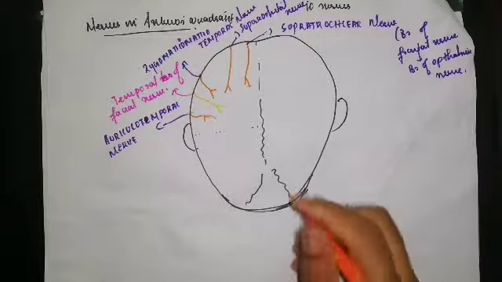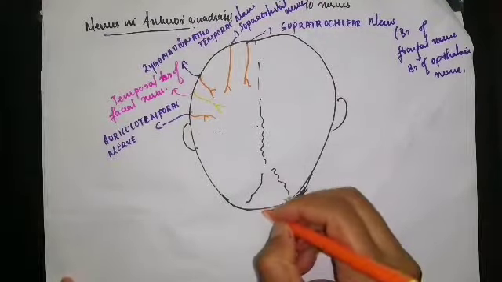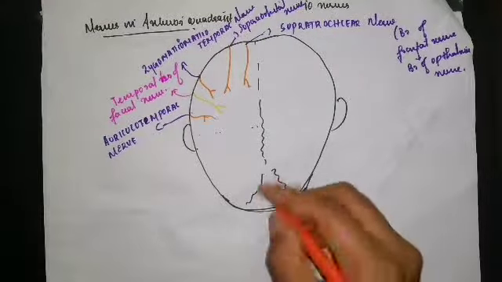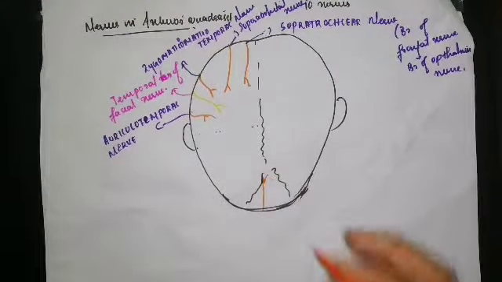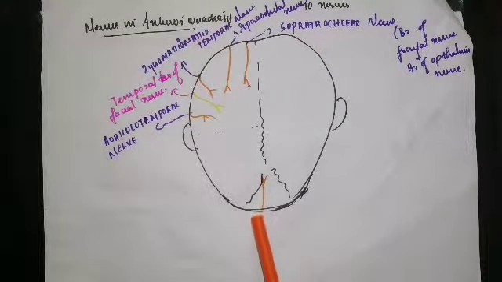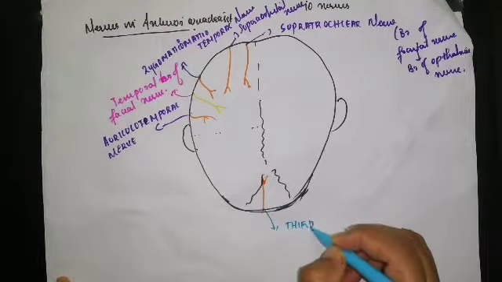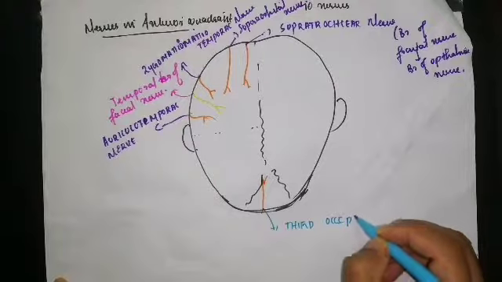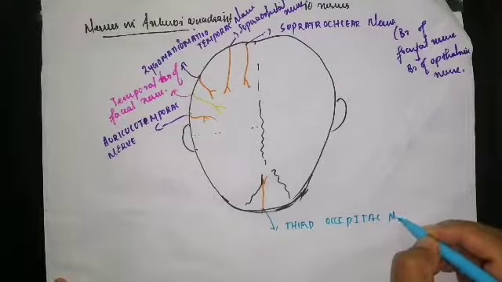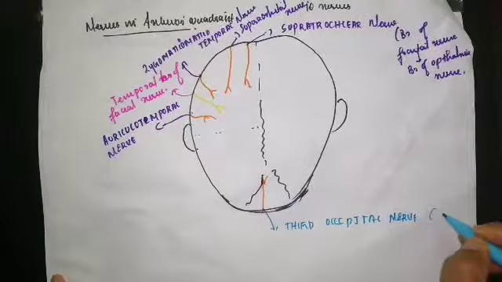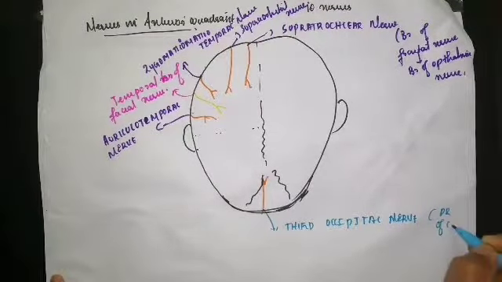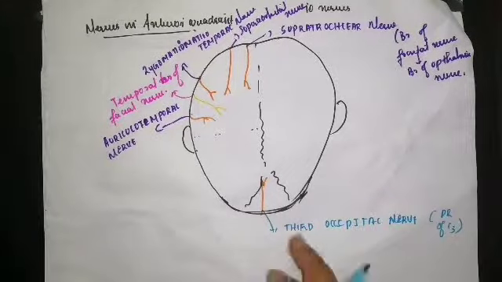So we will start from the posterior-most aspect here. On the posterior-most aspect near the occipital region, we have the third occipital nerve here. This is supplying the skin over the external occipital protuberance. This is actually a branch of the dorsal ramus of C3, known as the third occipital nerve. So this is the posterior-most one.